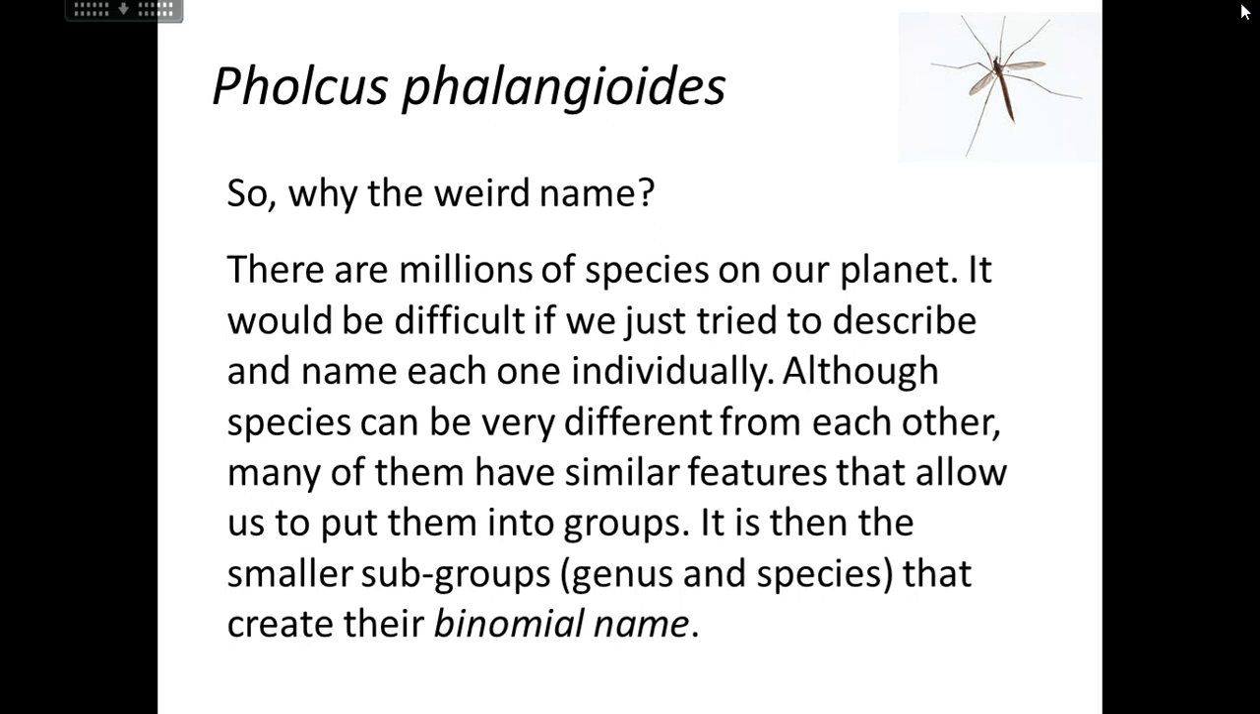So we have this kind of universal language of how we name things, and the way we do it is to put things into groups that have similar features, and then they get broken down into smaller subgroups. The 2 smallest subgroups, which are known as the genus and species, and we'll look at that more in a minute, help create what we call the binomial name. The binomial bit means bi, like a bicycle, it's got 2 parts, and nomial just means name. So it's actually a Latin word.